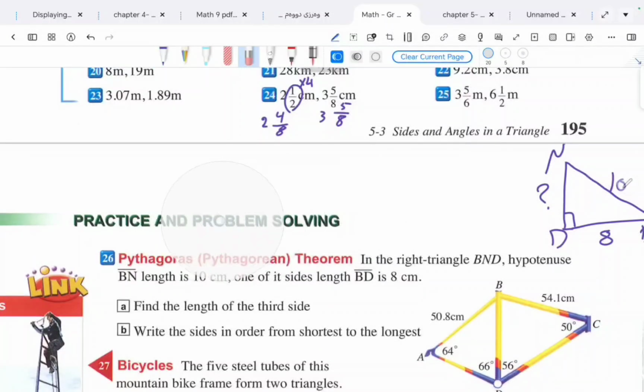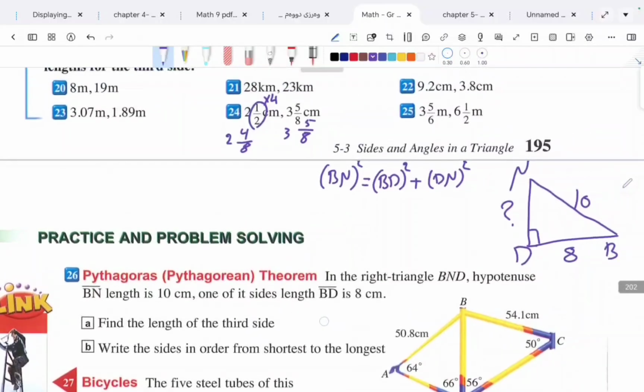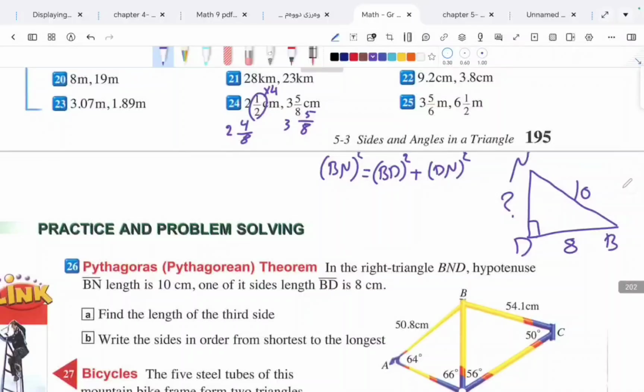I'm gonna use the Pythagorean theorem, which is BN power 2 equals BD power 2 plus DN power 2. Okay, or you can say C power 2 equals A power 2 plus B power 2. BN, it's given, which equals 10 power 2. BD, again, this one is given too, which equals 8 power 2. DN, you have to find it. We don't know. DN power 2.